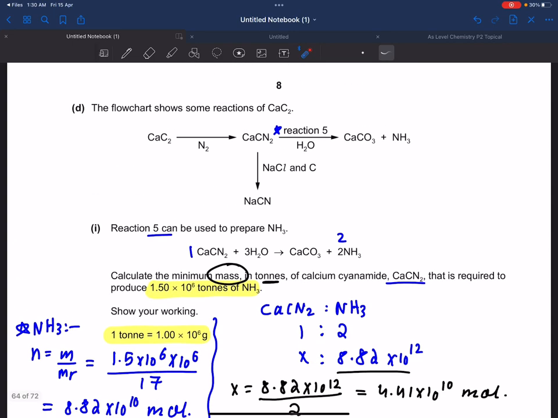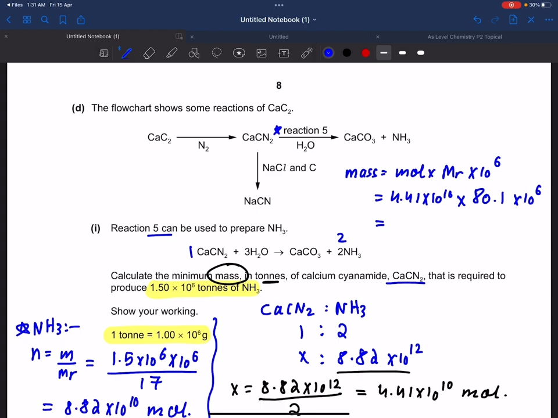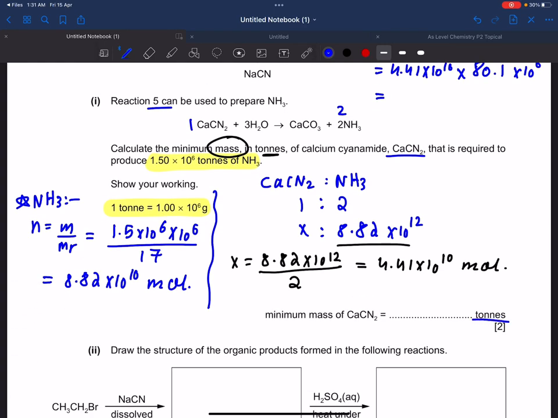Okay, so we have found the moles of CaCN2 required. We're going to find the mass. Mass is equal to moles times Mr. Moles is known, 4.41 times 10 to the power 10. Mr can be calculated from the periodic table, and that would come out to be what? It is 80.1. Your mass will be what? But you have to multiply this by 10 to the power 6. Why? Because we want the answer in tons.